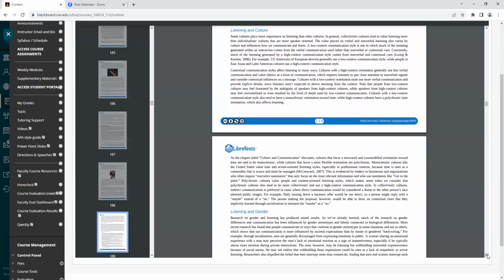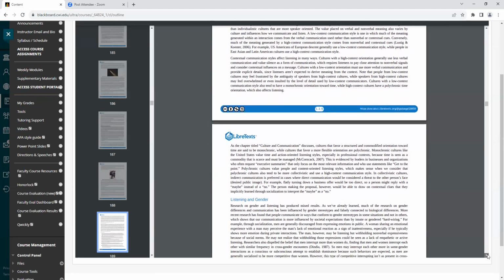A low context communication style is one in which much of the meaning generated within an interaction comes from the verbal communication used rather than nonverbal or contextual cues. Conversely, much of the meaning generated by a high context communication style comes from nonverbal and contextual cues. For example, US Americans of European descent generally use a low context communication style, while people in Asian and Latin American cultures use a high context communication style.